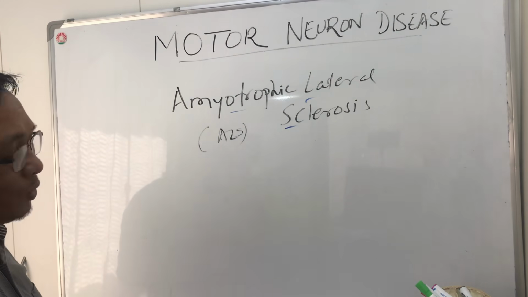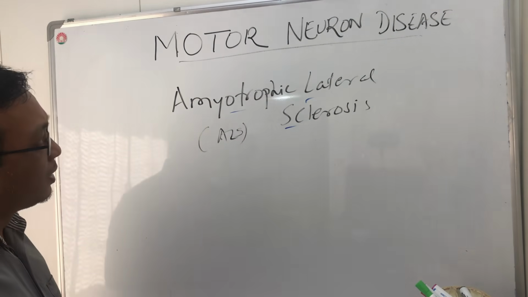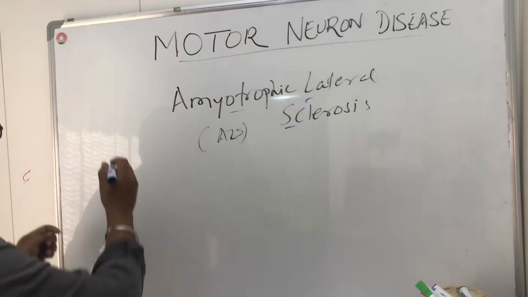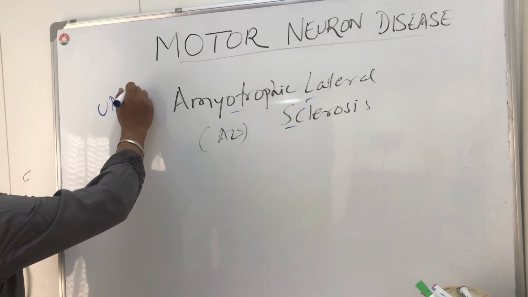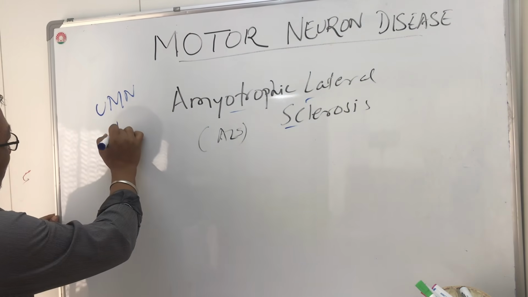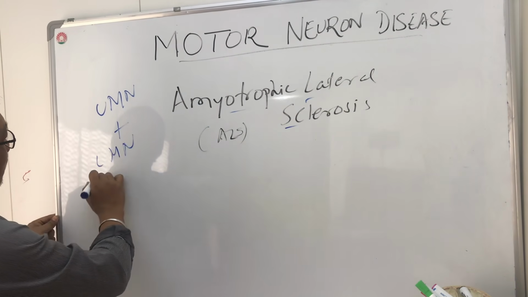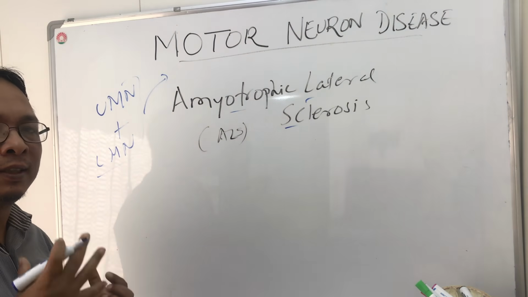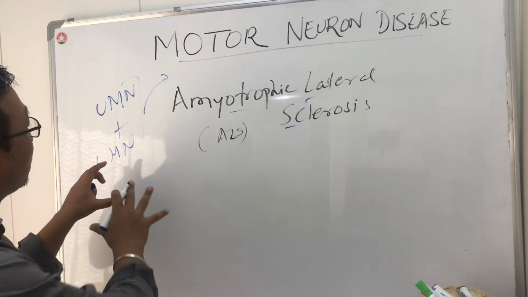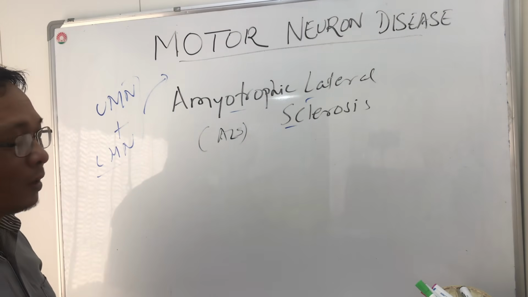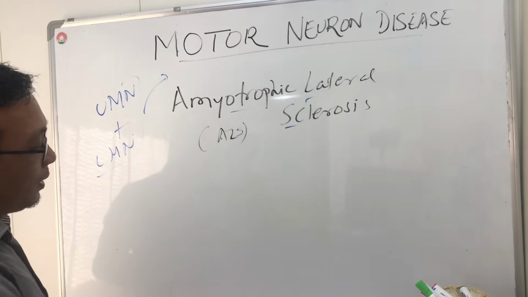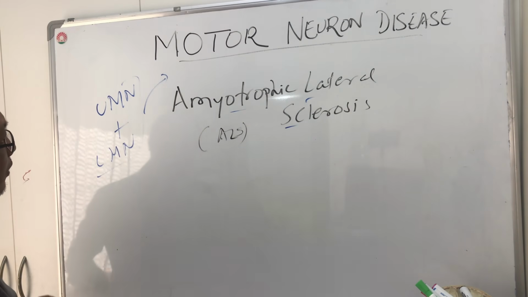First of all, we need to know what is the pathophysiology behind this, and what is motor neuron disease. Now we know there are some upper motor neuron lesions, plus there are some lower motor neuron lesions, and that gives us a hint that there is some motor neuron disease. But not everything is included. We'll discuss that in the clinical features. Okay, let's start with amyotrophic lateral sclerosis.